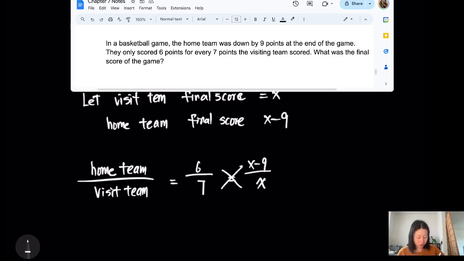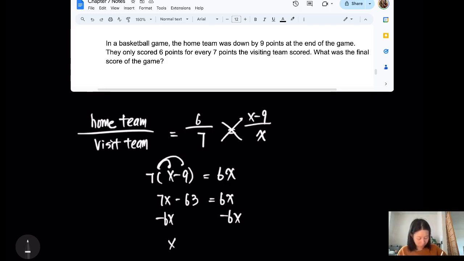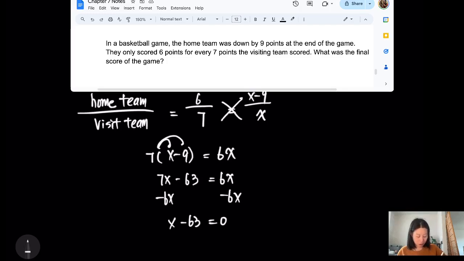Use the cross product. I have 7 times (x minus 9) equals 6x. Next, I distribute the 7 inside the parentheses and try to solve for x. I subtract 6x on both sides. So I have x minus 63 equals 0. By solving it, I have x equals 63.